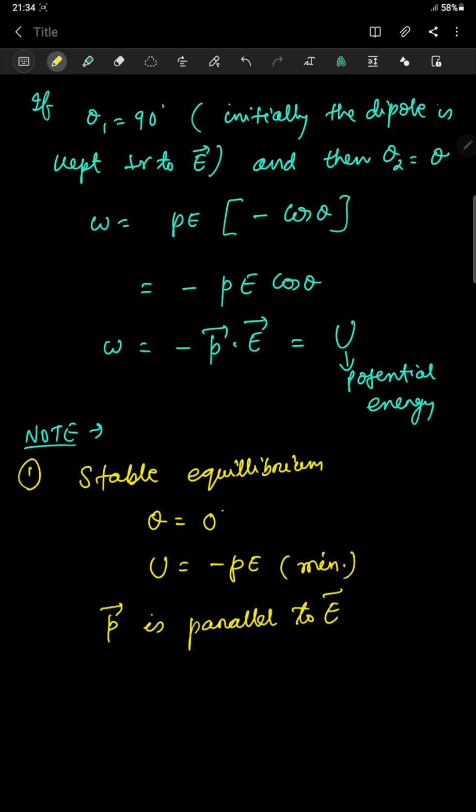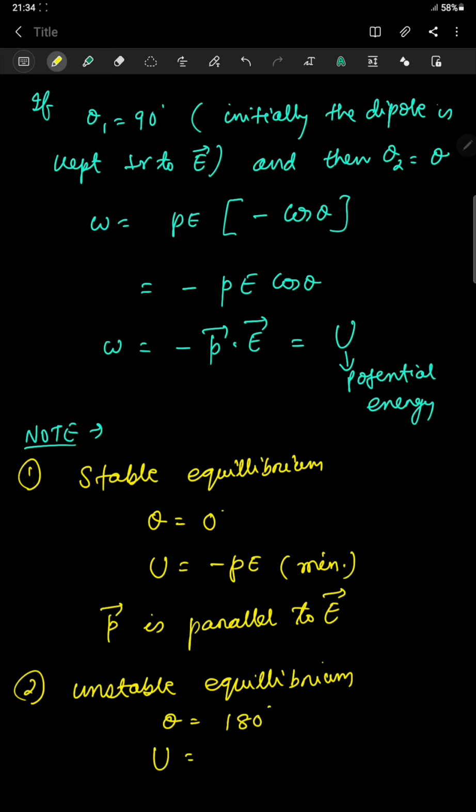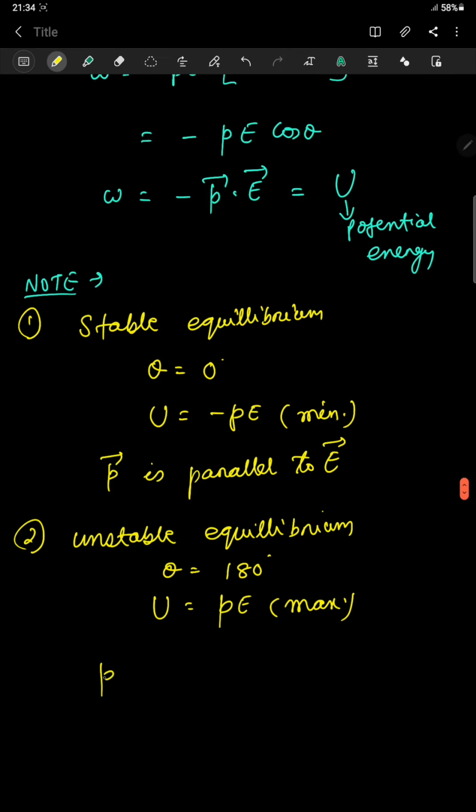Now what is the second case? It is unstable equilibrium. When can we achieve it? We can achieve it when theta is equal to 180 degrees. So U will be how much? Cos 180 degrees means minus 1, so it will be minus times minus, so plus pE, which is the maximum value. Here the p vector is anti-parallel to the E vector.